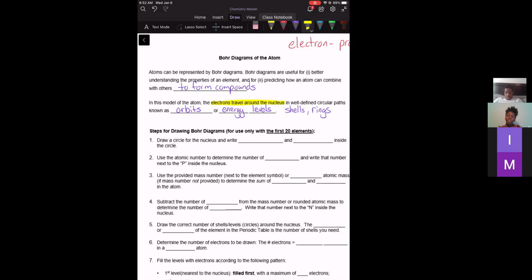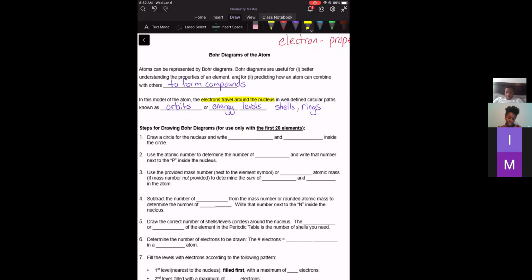All right. So now we're going to talk about how to draw the Bohr diagram. It is not anything difficult, okay? It's only going to take us a couple minutes to do these notes, and then we'll do some practice problems together, okay? All right. We only use this for the first 20 elements, and I'll explain why a little bit later, okay? So we're going to draw a circle for the nucleus, and inside we're going to write P and N inside that circle. Any guesses what the P stands for?